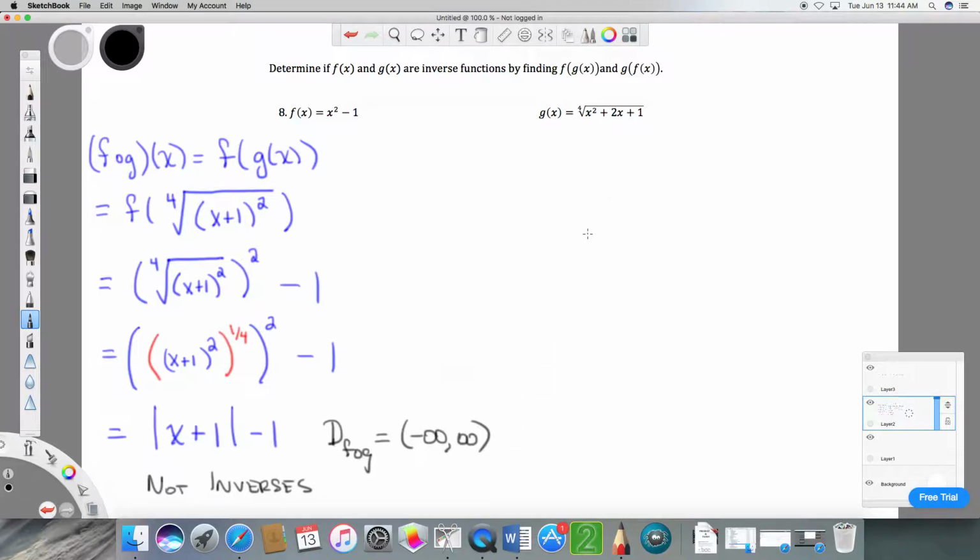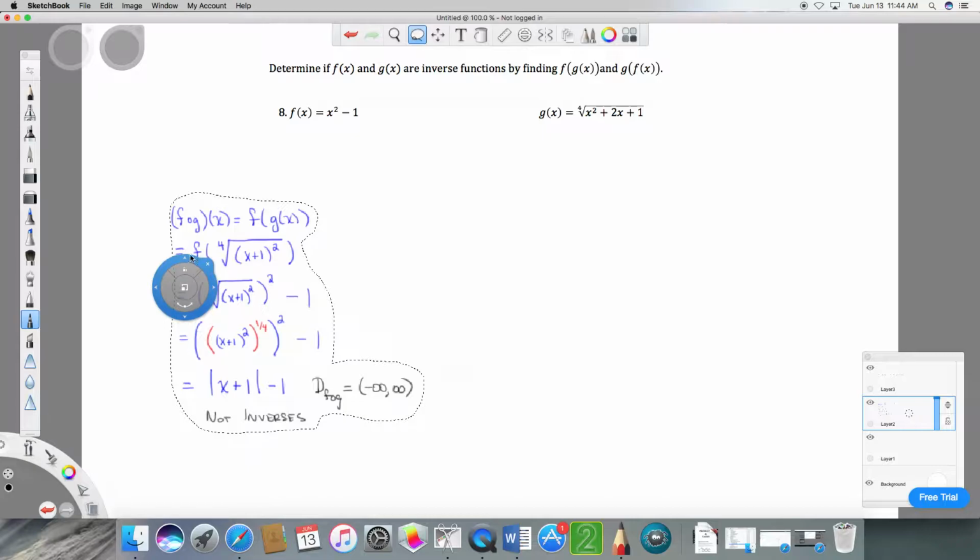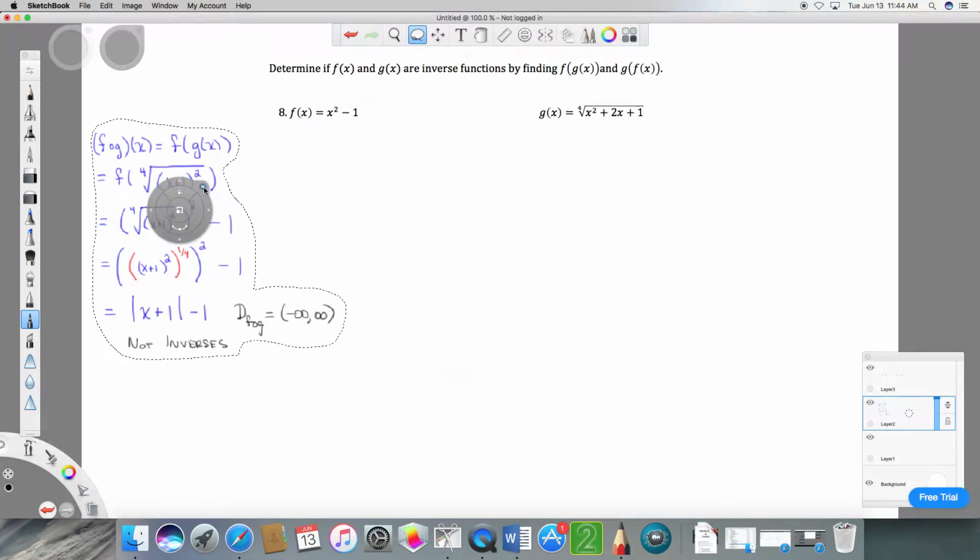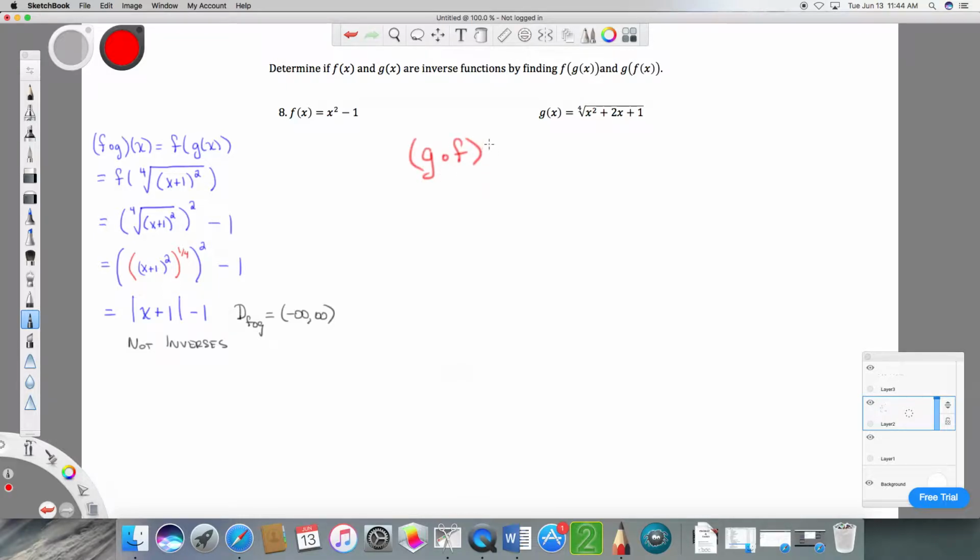Now, let's go ahead and find the function composition the other way and show that it's not equal to x. I suppose it could be, but I don't believe it is. All right. So what do we have here? We're trying to build the new function, the function composition, using functions f and g to get this new function g composed with f.